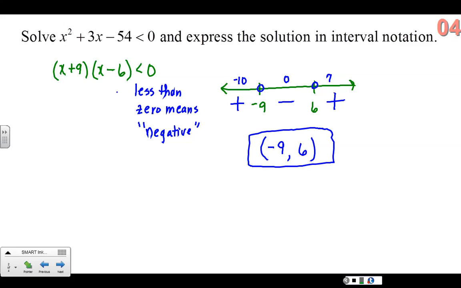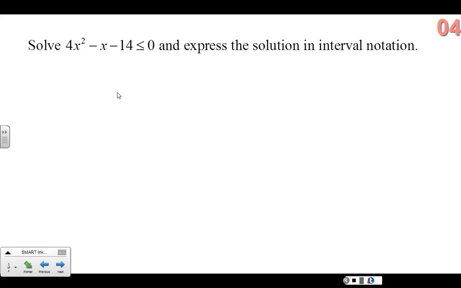Okay, let's try another one. Solve 4x squared minus x minus 14 is less than or equal to 0, and express the solution in interval notation. So same thing we were doing. So hopefully we can factor this problem. I'm going to try.